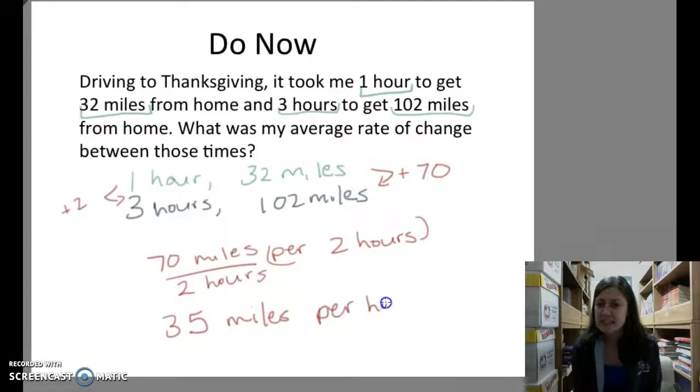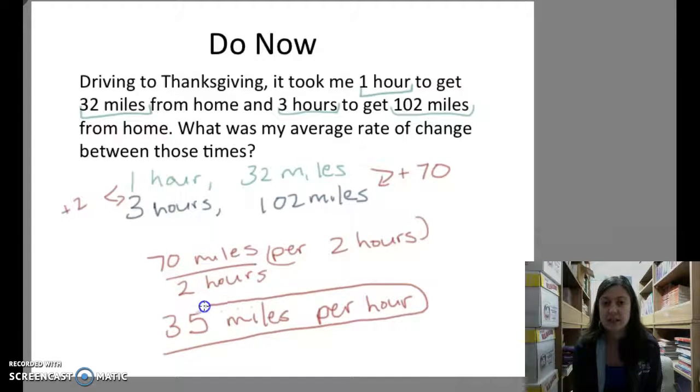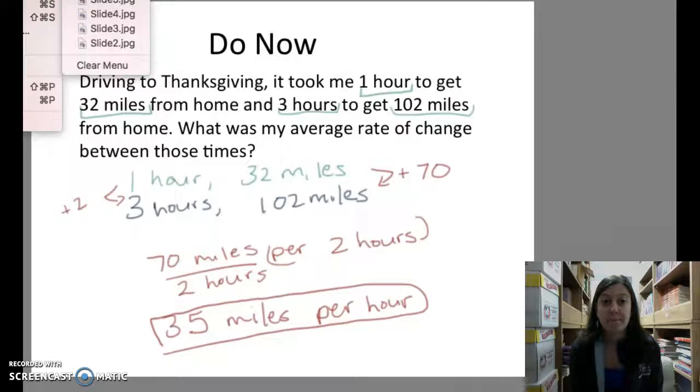And with rates like that, we always use one single piece, right? We never say 70 miles per 2 hours. You would always break it down to say 35 miles per hour. So that really helps out with that.